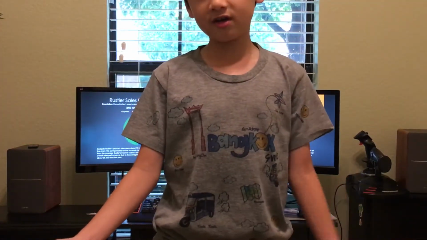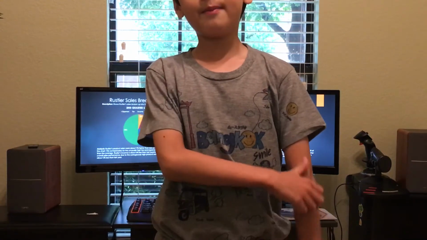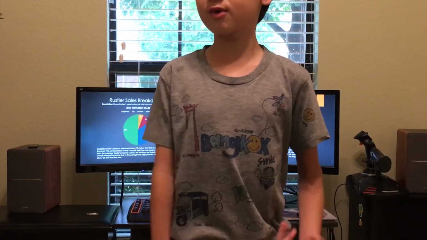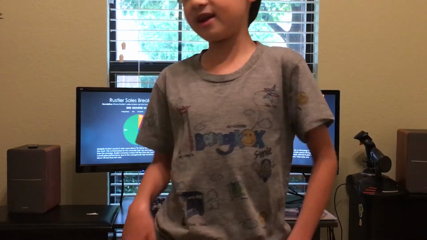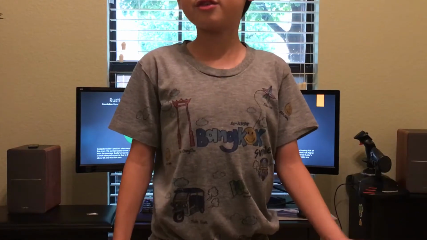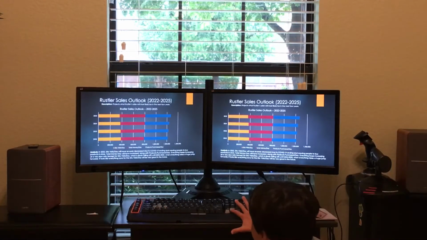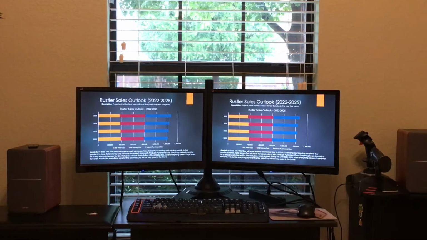I was expecting like 5% because COVID-19 is doing stuff to Rustler, and we've kind of had a bad 2021 year in terms of sales. But it ended up being quite nice actually, and I didn't expect product sales to be the one that was really high. But yes, that's how things turned out. Very nice. Next, Rustler sales outlook, where Harvey will be presenting.